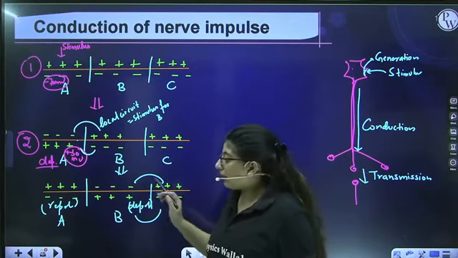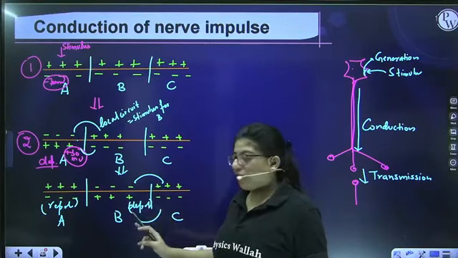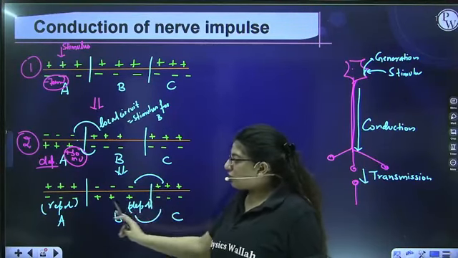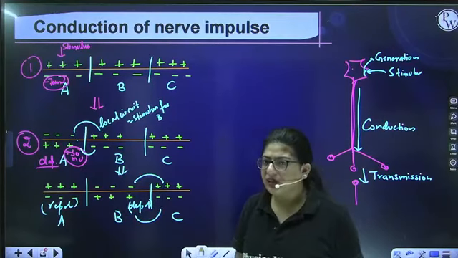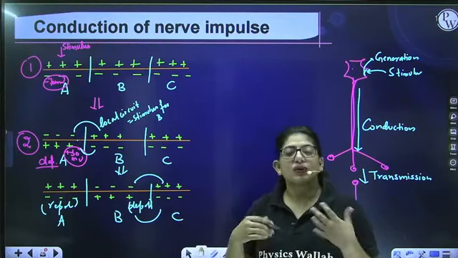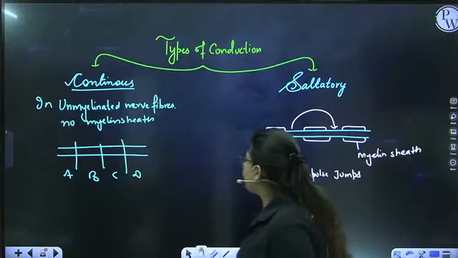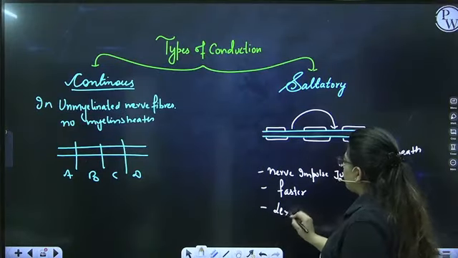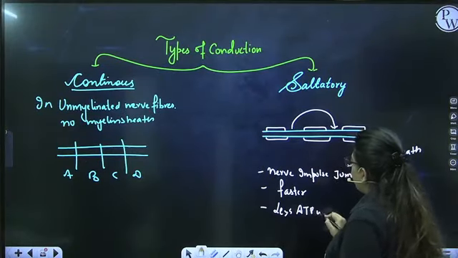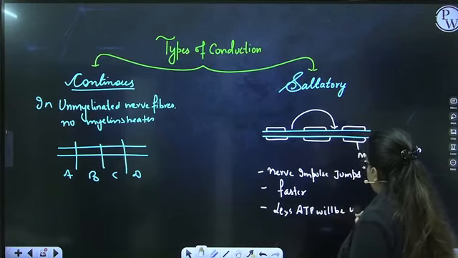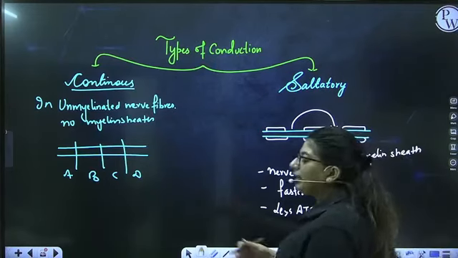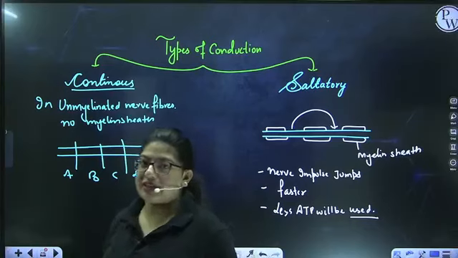Fine. But here if on the B segment we have myelin sheath, then how many ATPs will be used? 1 and 2. So less ATP will be used in saltatory conduction. Okay, so this is how the impulse can be conducted throughout the axolemma.